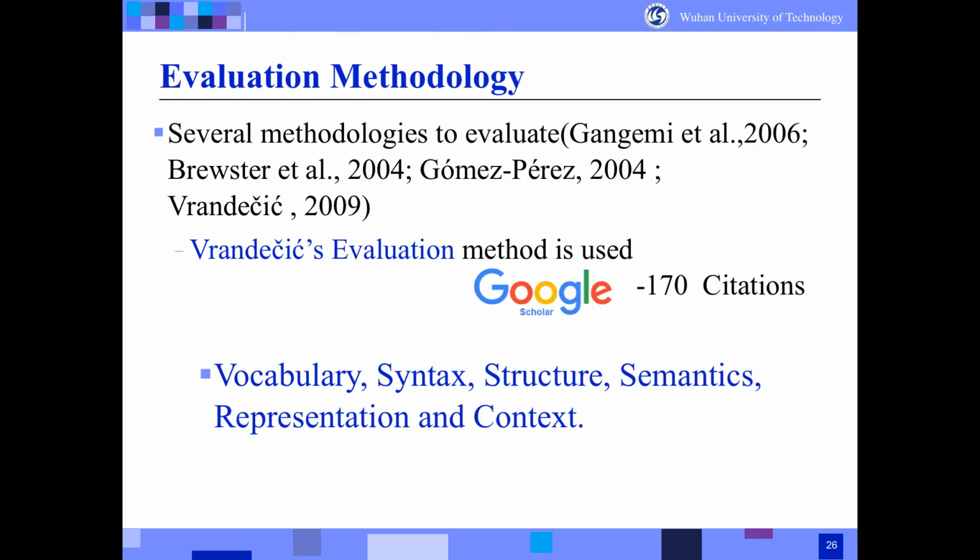They used an evaluation methodology. There were several methodologies to evaluate. They used the evaluation method that has 170 citations and is very popular among others. I guess they checked vocabulary, syntax, structure, semantics, representation, and context. All these were checked using the evaluation method of this paper.